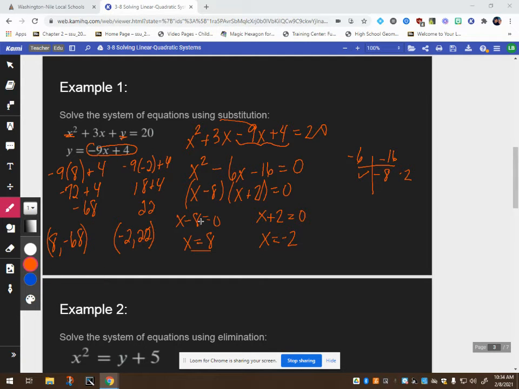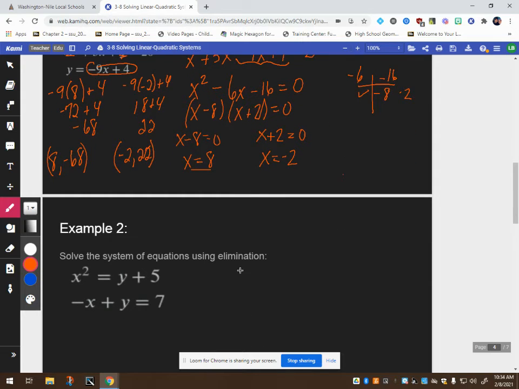I'm going to have a parabola that is intersected by a straight line at the points (8, negative 68) and (negative 2, 22). And you can see over here the answers that we came up with, or maybe you can see it.